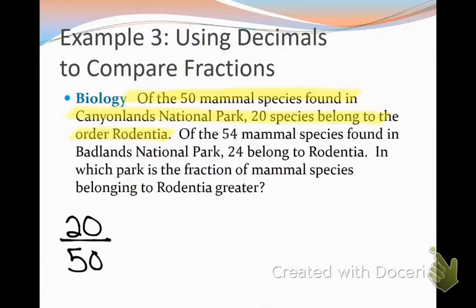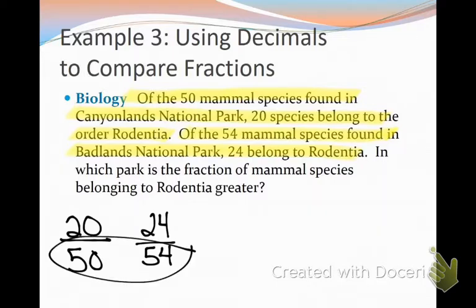Now I want you to write the second fraction for Badlands National Park. Second fraction is 24 over 54. So I can't tell which one's bigger at this point because it does not have the same denominator. If I want to find a common denominator, it's going to be a really big number. So comparing these fractions using an LCD really is just not practical, like what we did earlier in chapter 4.